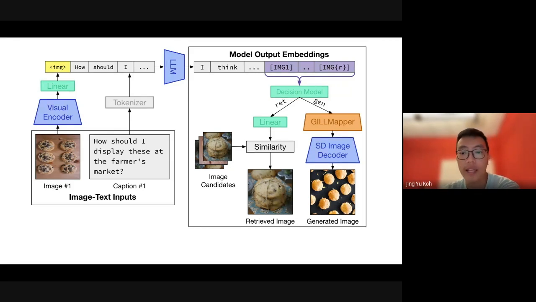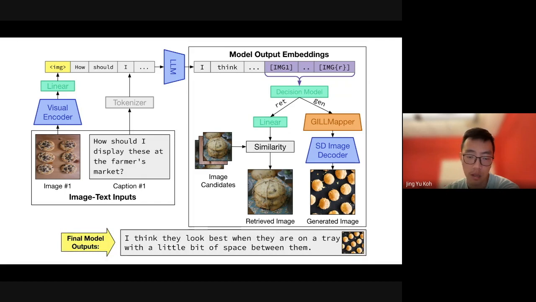So in the end, we have either a retrieved image or a generated image corresponding to every sequence of image tokens in the model. And the final output is something like, I think they look best when they're on a tray with a little bit of space between them, followed by the generated image in this case. So we've replaced the image tokens with actual images, and we've kept the text tokens from the model. So this is one example of how Gill might operate when you pass in image text inputs. It generates text, it generates images, and it decides when it wants to produce retrieved or generated images.